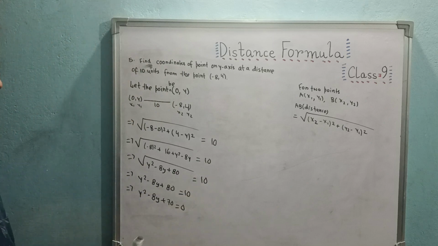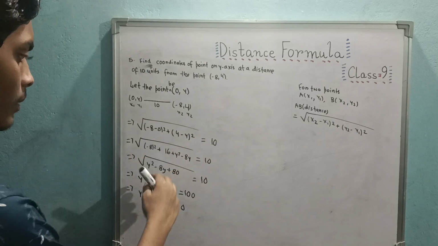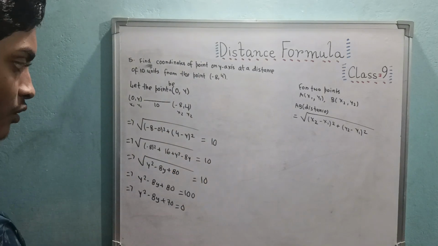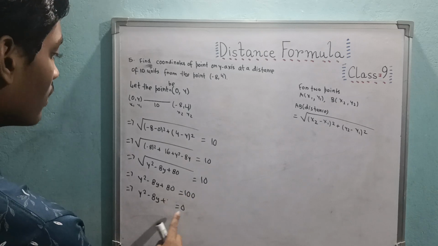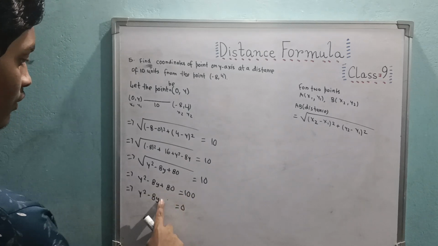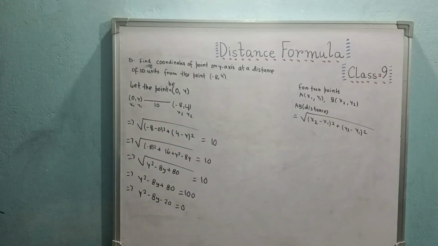As I have squared it, here also it will be 10 square, so it will be 100. I am squaring here, so this squaring removes the root, so obviously square this side as well. Then shift 100 to this side. You will get 80 minus 100, which is minus 20. Then equal to 0. The quadratic equation is on your screen.